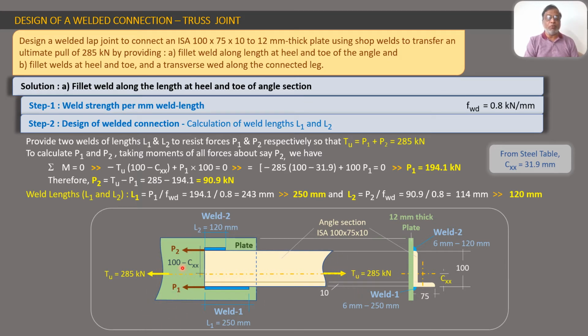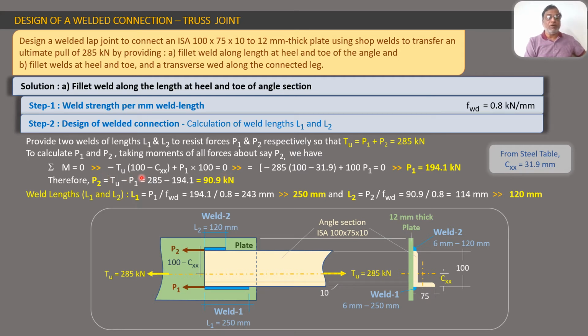Now we have to take the moment of P2 about P2 itself. The moment of a force about itself will be 0, and that is why this third term will not appear here. We have not written that 0 at all; there is no need to write it. So we get this equation: sigma M is this equation, and that is equal to 0.